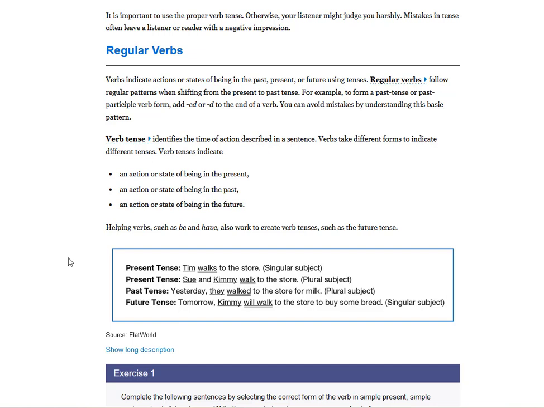So, present tense: Tim walks to the store, singular subject. Present tense: Sue and Kimmy walk to the store, plural subject. Past tense: yesterday they walked to the store for milk, plural subject. Future tense: tomorrow Kimmy will walk to the store to buy some bread, singular subject.